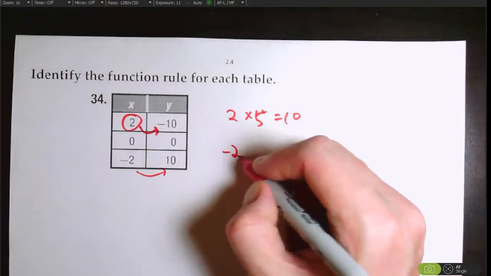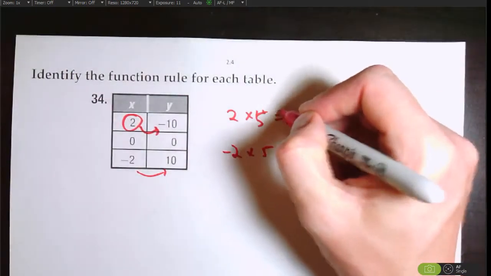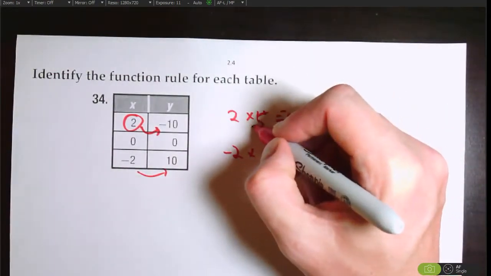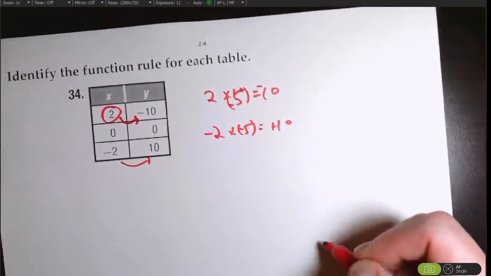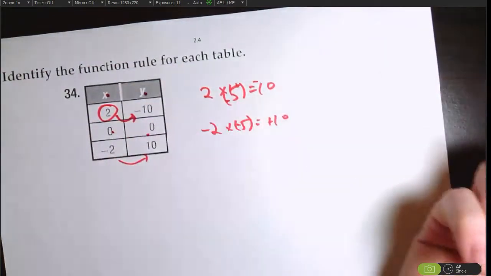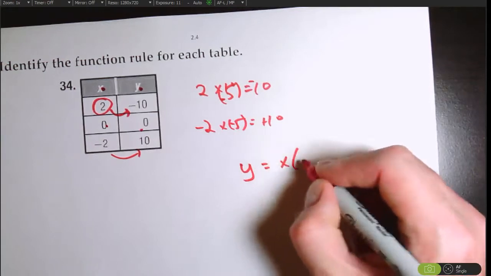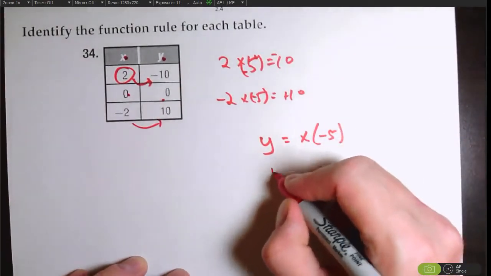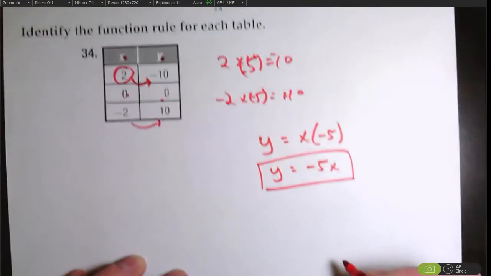The problem is negative 2 times 5 doesn't equal positive 10 either. It's supposed to equal negative 5. This is supposed to equal positive 5. Only way it's going to happen is if that 5 can switch the direction. So it's actually going to be x times negative 5, and then 0 times negative 5 is 0. So our rule is y equals x times negative 5, which if we want to make it look fancier, it's really written as y equals negative 5x, because that's what it means, negative 5 times x.